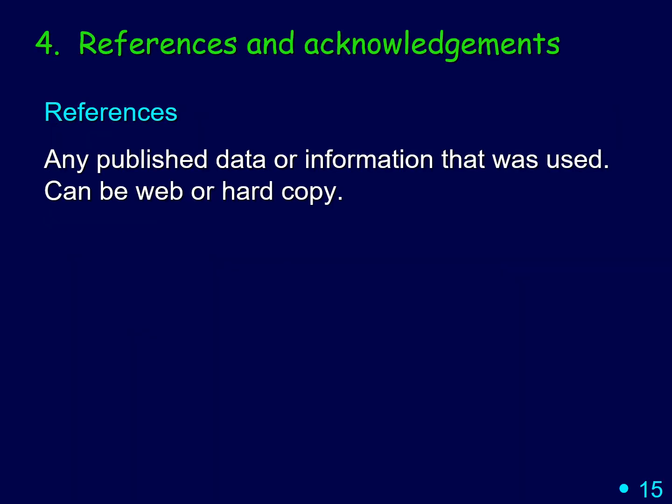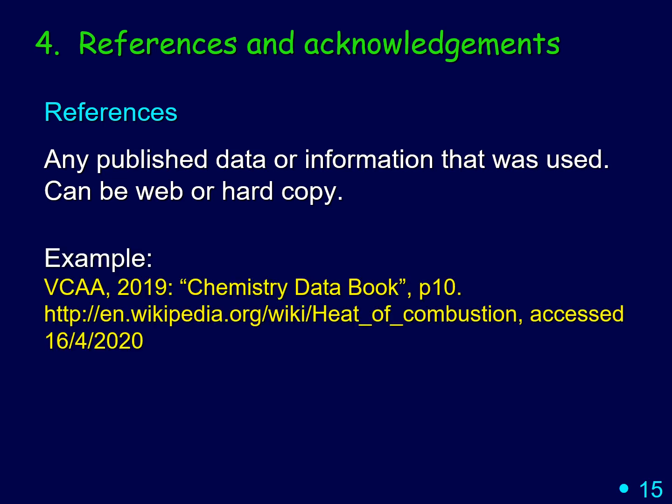Now, just to finish off with, we do need to include a references and acknowledgement section. References refers to published sources. So whether you used a book, whether you used an internet site, they all need to be written up in the references. So here I've cited the data book, because no doubt you're going to have used the data book, and a Wikipedia site, if you may have chosen that to find heat of combustion or other data that you may have used. So anything that you used, include that in your references.